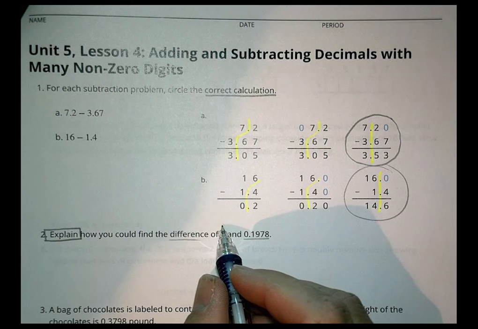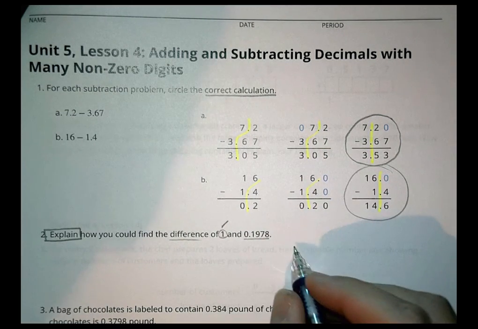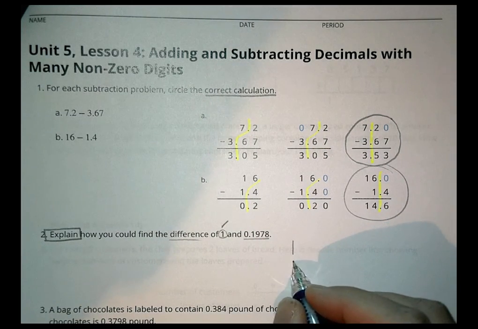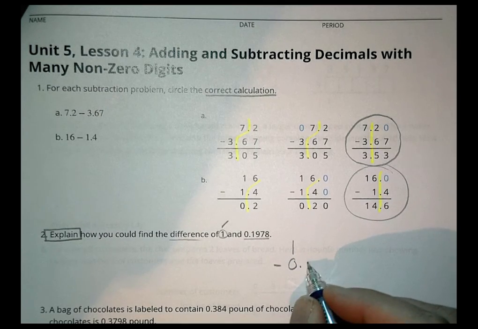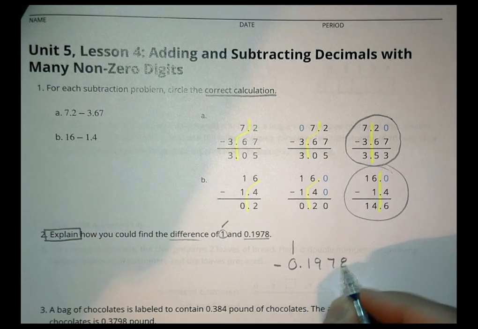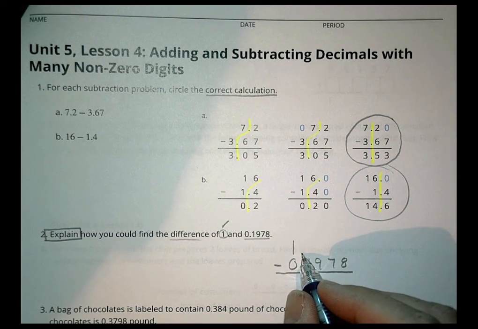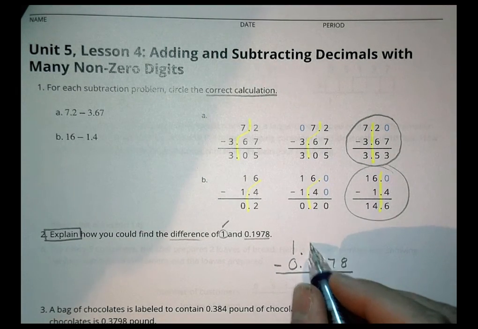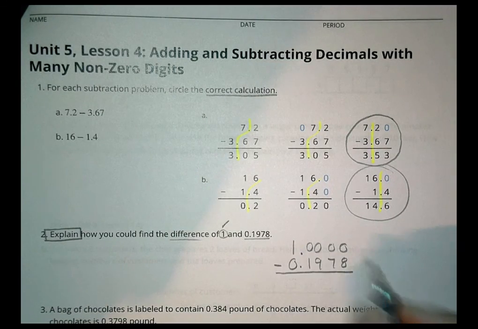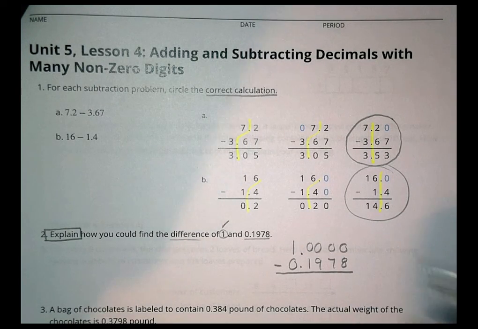It's important to know that you'd set up by saying that 1 as a whole number would be like this, but when I subtract 0.1978, I would need to add some placeholder zeros, some non-zeros, in order to make sure I could demonstrate how that calculation could be solved.